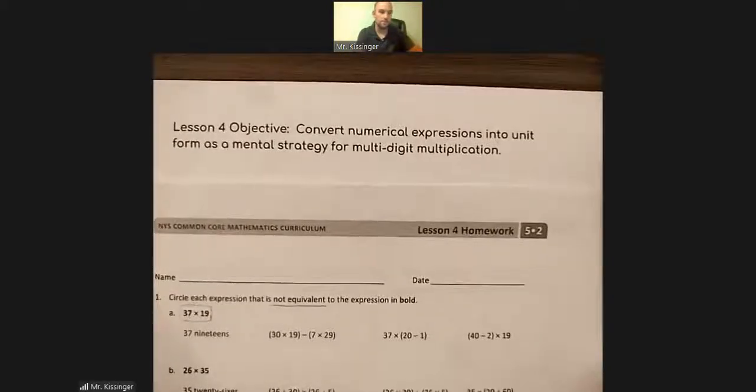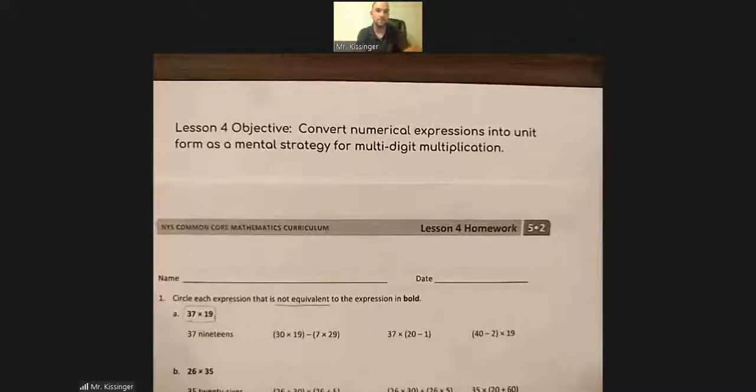So let's look at our objective real quick. It says convert numerical expressions into unit form as a mental strategy for multi-digit multiplication. So we're going to be using some mental math strategies to solve multi-digit multiplication problems.